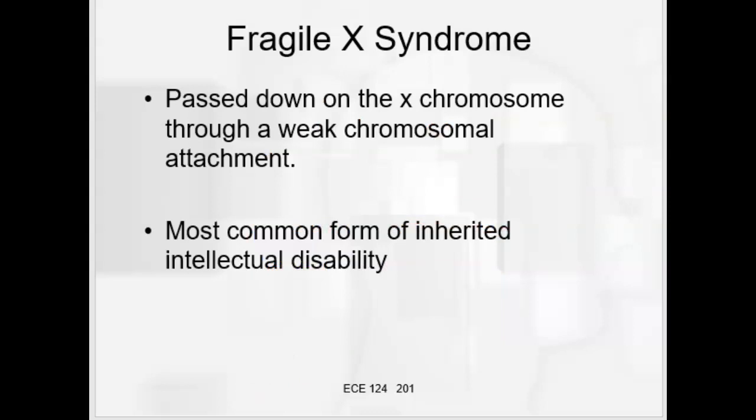Fragile X syndrome is one of the most common forms of inherited intellectual disability. It's passed down on the X chromosome through a weak chromosomal attachment. How it got its name is that when it's looked at under a microscope, the X chromosome is attached by a very fine line of molecules, and it looks like it's going to break off. So that's how it got its name.